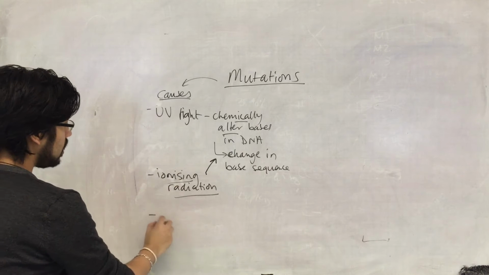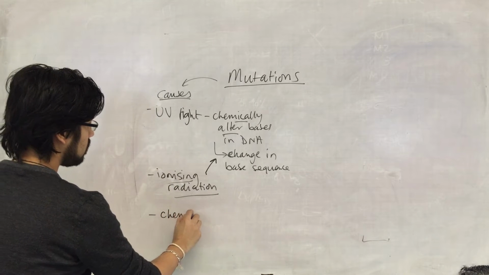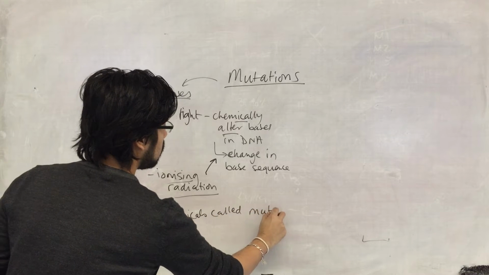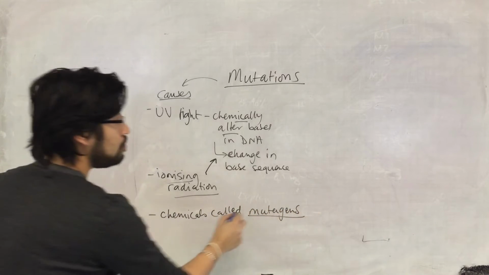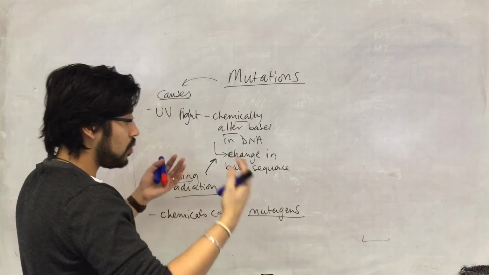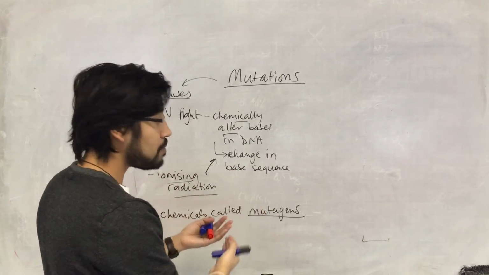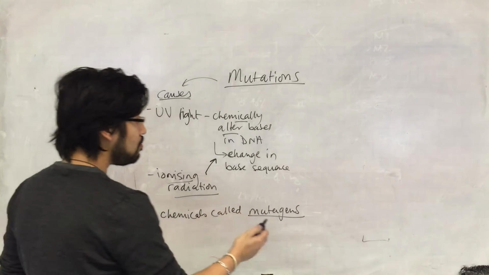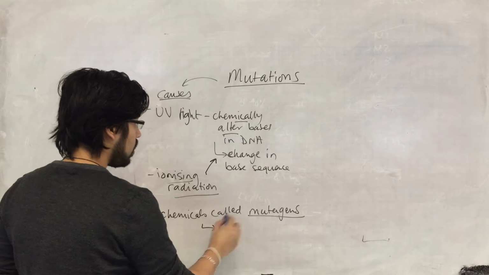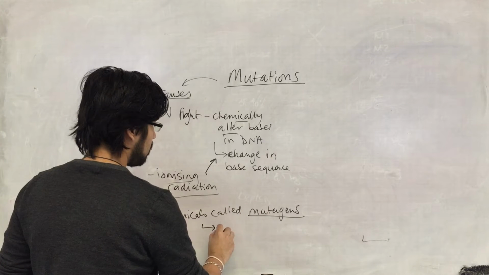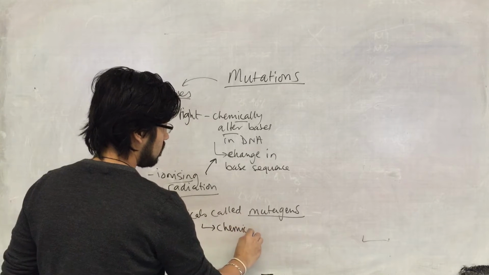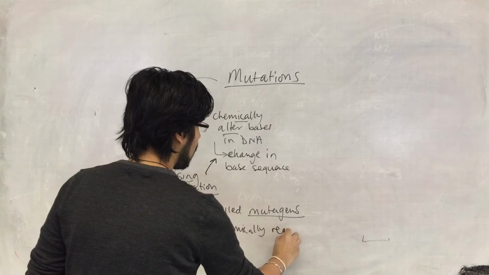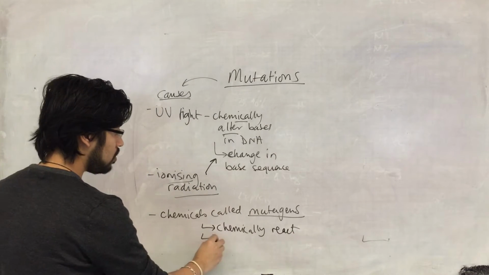Okay, and finally we have chemicals called mutagens. When these chemicals are in the cell, they can make their way into the nucleus near the DNA, and these mutagens can chemically react with the DNA, again chemically altering the bases.